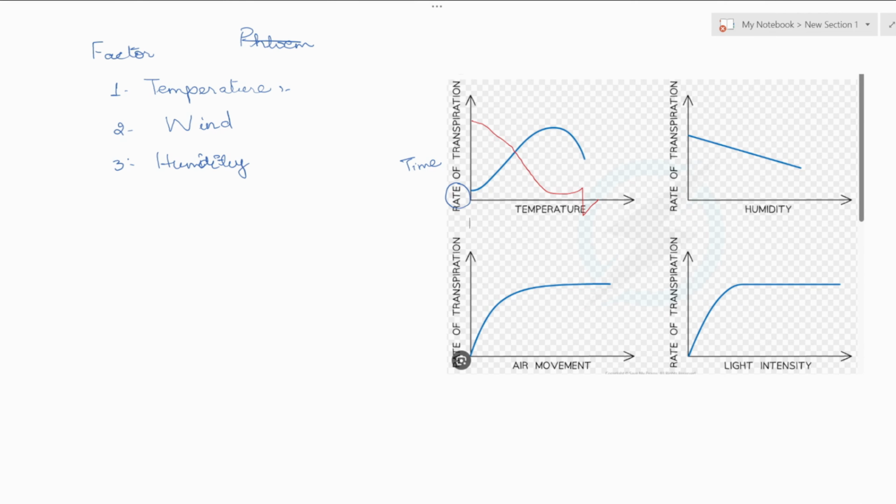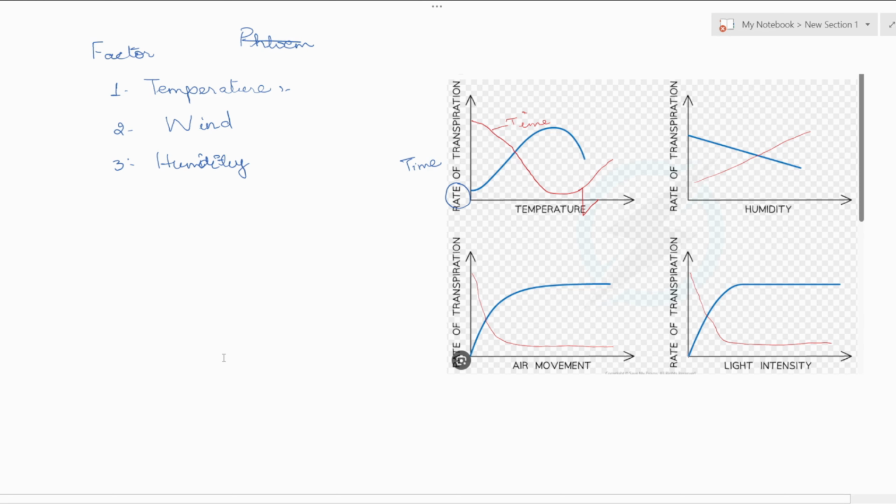Like I'm making it for time. It moves down. Lesser time would be taken. So for humidity, the time would be more. Air movement, it would be like this, lesser time. The red lines represent the time. Lesser time would be taken for transpiration. If there is more humidity, it means it takes more time to evaporate. So these are the four factors.